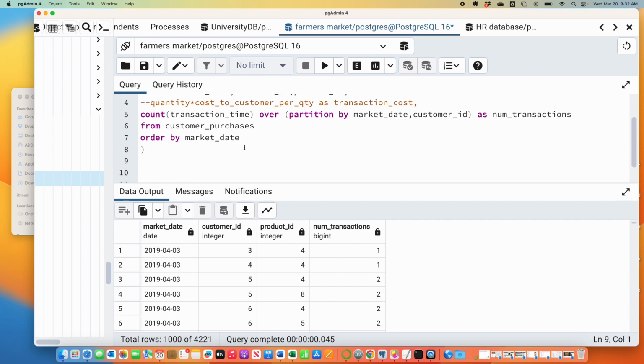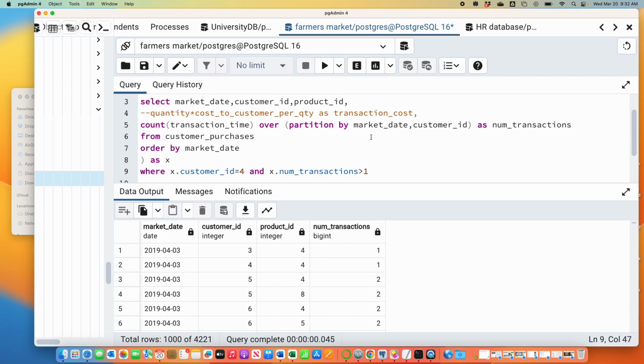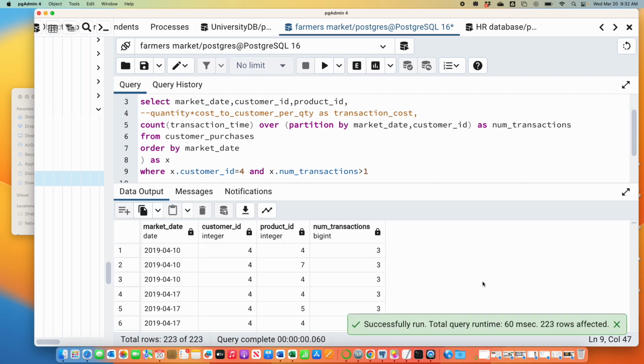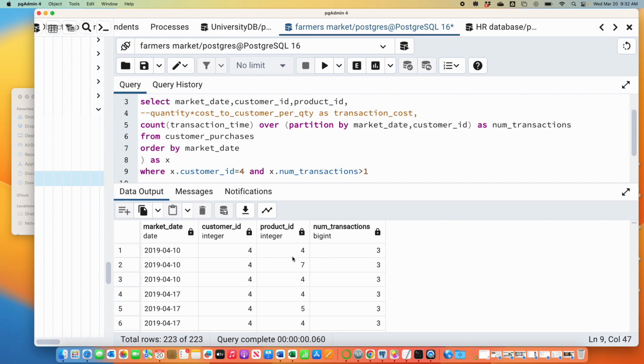Yeah. So again, I'm going to be sort of proper here and give the table a name and reference with that. But it's exactly like John says. So where customer ID is 4 and num transactions greater than 1. All right, so any of these filtering questions, you can always just throw a subquery on there. So notice all the customer IDs are 4 and all the transactions are bigger than 1.